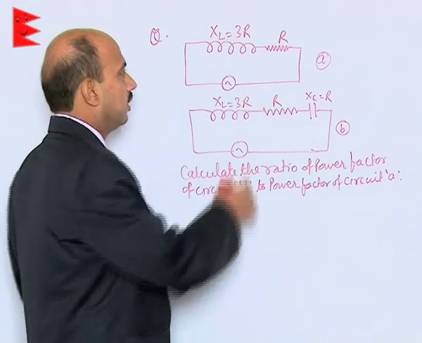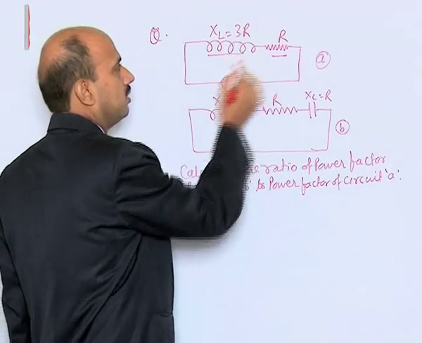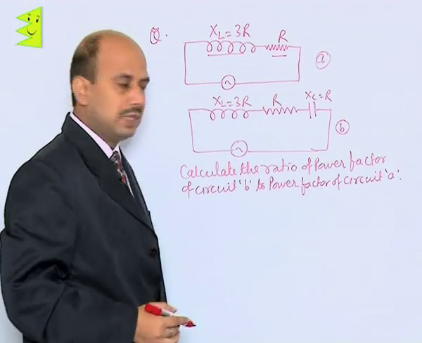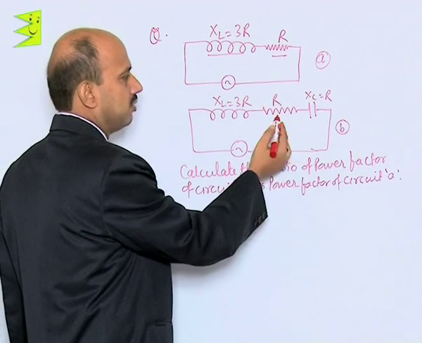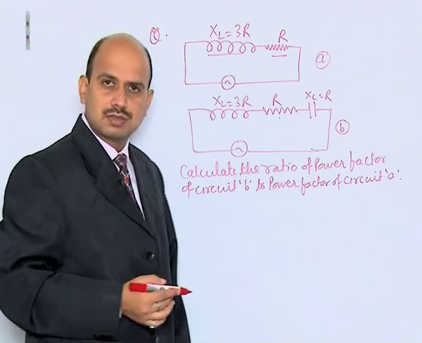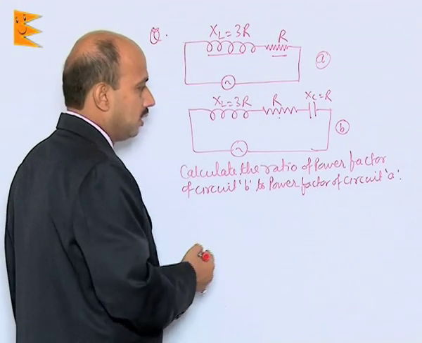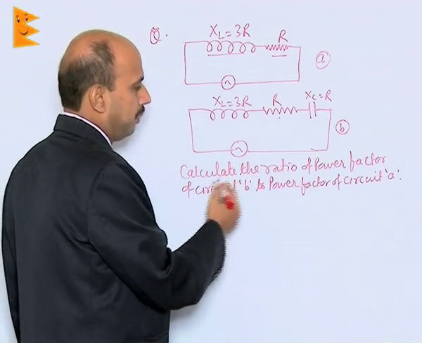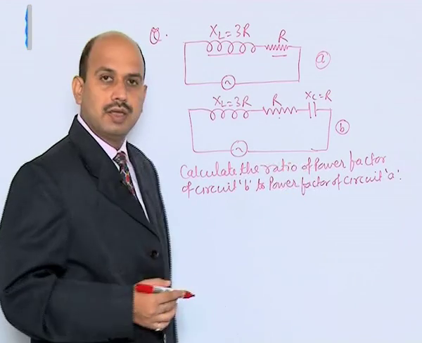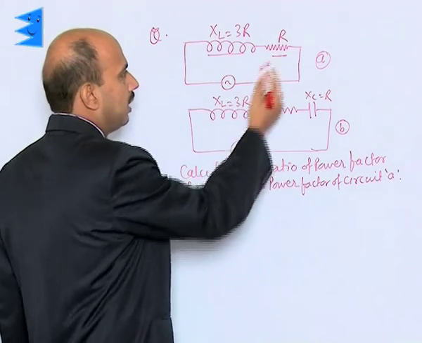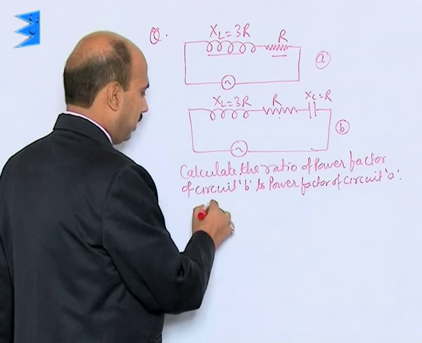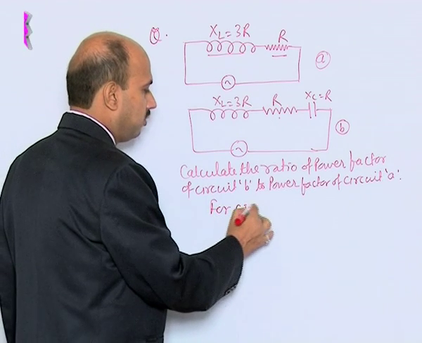Now, see in this circuit there is one inductance and one resistance, values are given here. Similarly, here this is the LCR circuit, capacitor, resistor as well as inductor. Here we have to calculate the ratio of the power factor of circuit B to the power factor of circuit A. So, in the first case we can take the power factor for circuit A.